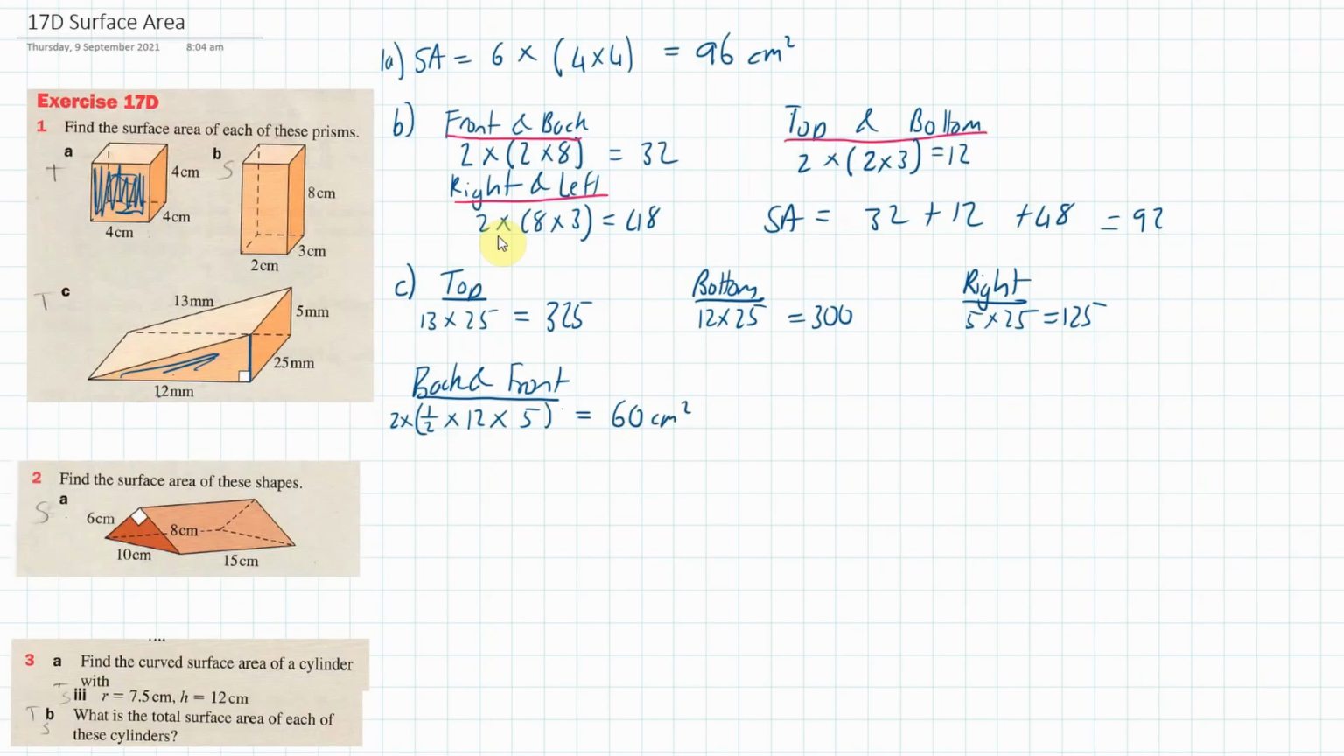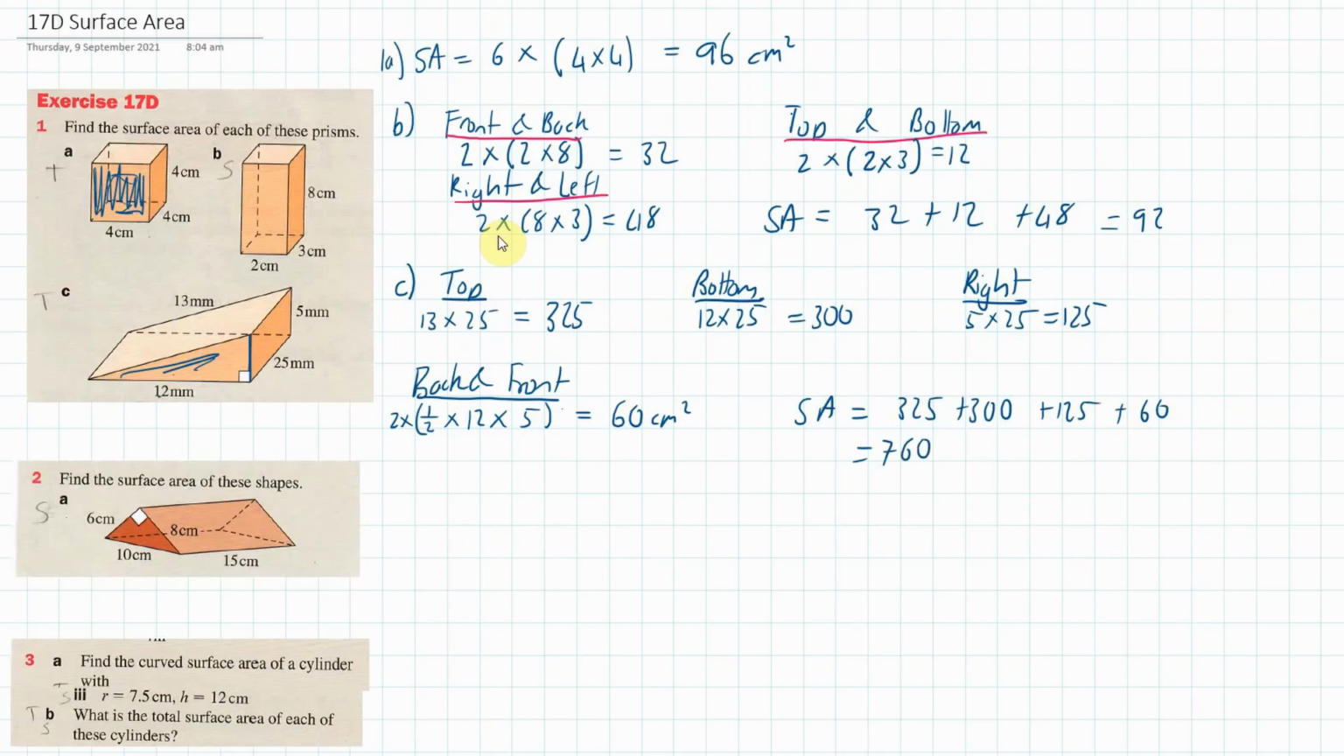Now I think all we need to do now for our surface area, I think we've got everything, is just to add all of those together. So 325 plus 300 plus 125 plus 60. 625, 650, 700. I think it should be 760.